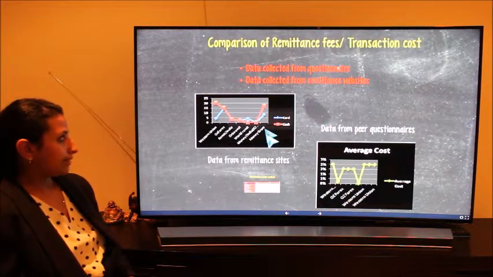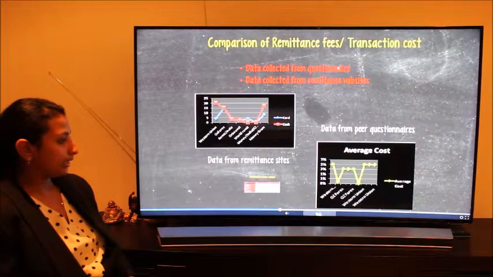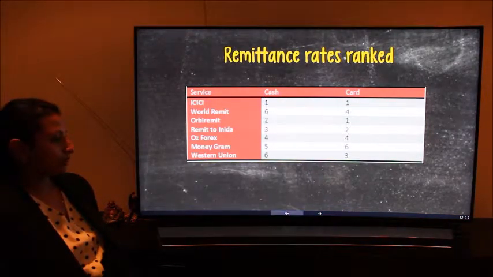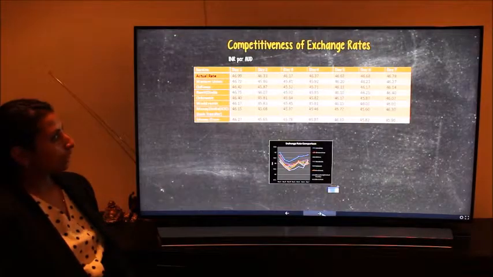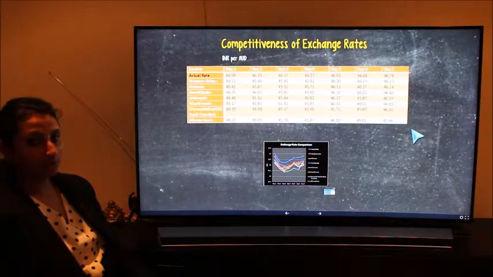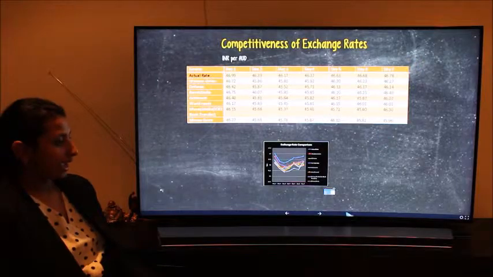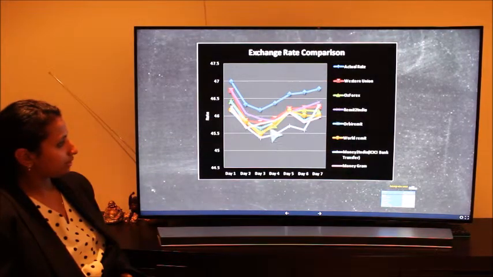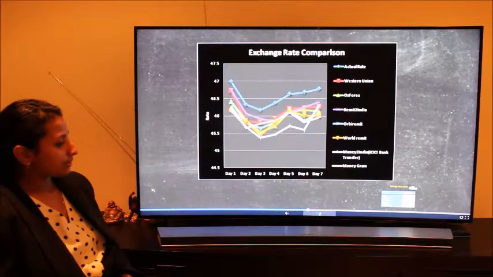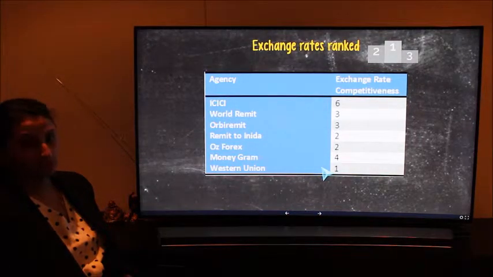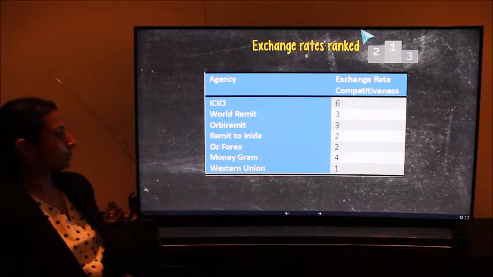and the graphs indicate that they varied quite strongly. Hence, I ranked them based on these charges. ICICI and Orbit Remit were the toppers with the remittance rates. Then is the competitiveness of exchange rates. And this data I was able to collect over a period of 5 days with the actual exchange rate and what each of the remittance companies offer, and was able to form this line graph, in which the blue line shows the actual rates, and these are that of the remittance agencies, which was analyzed, and I was able to form this table which ranked Western Union to be offering the best exchange rates, followed by Remit to India and Osforex.